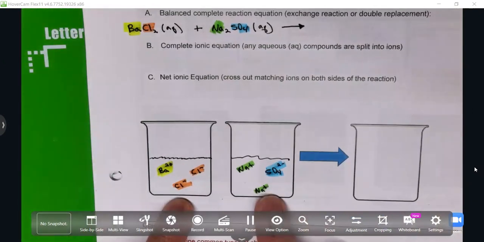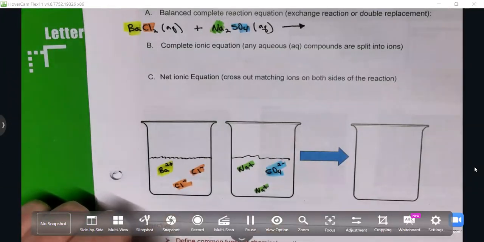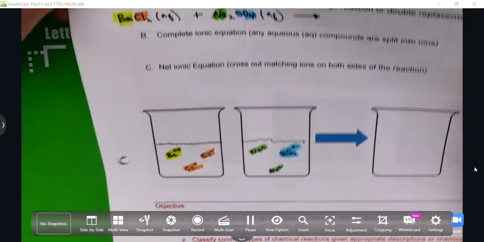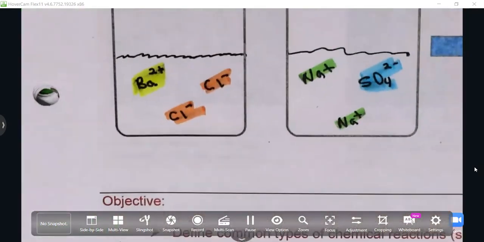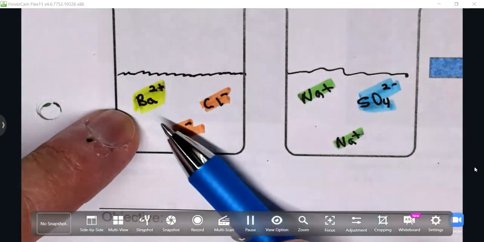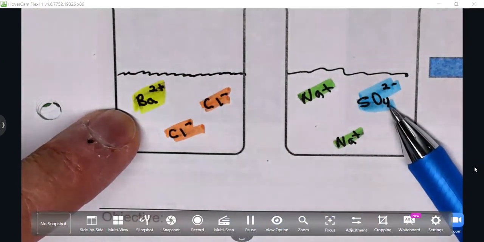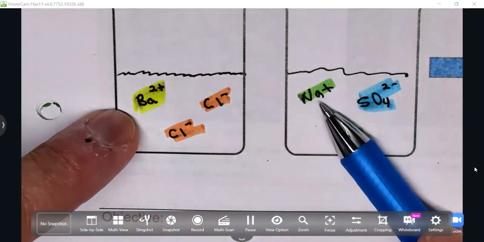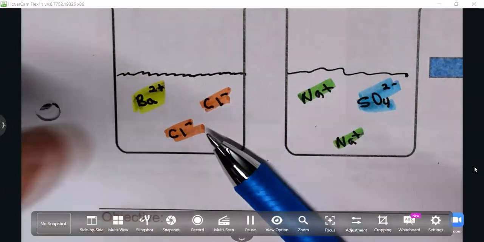So that would be what would happen. I could sprinkle in these as solids and they're just going to dissociate into ions, right? They would be split up into ions. Now, here's my question. When we dump these together, which we are going to do, would you agree that the positive ion in this beaker can hook up with the negative ion in this beaker? And vice versa, the positive ion in this beaker can hook up with the negative ion in this beaker. Right? That's what we have to consider.